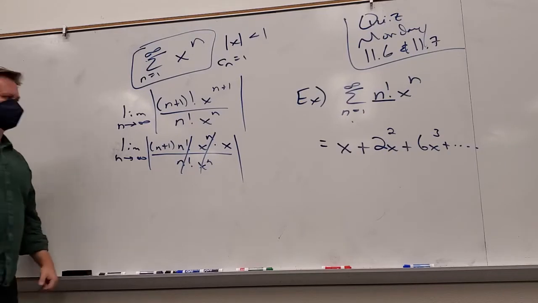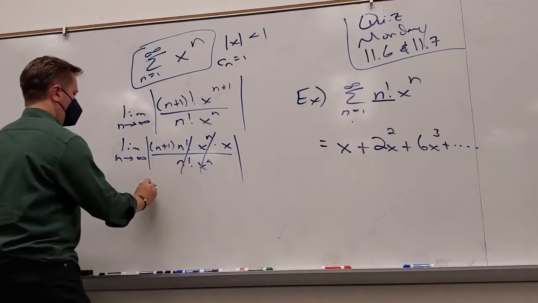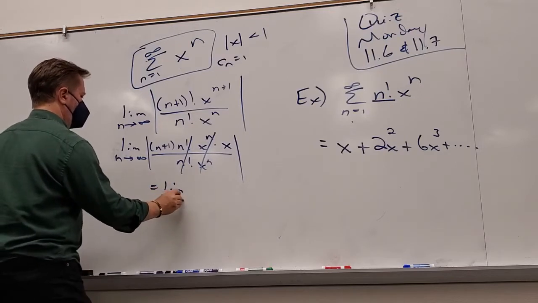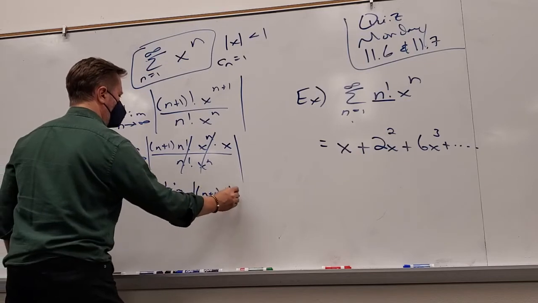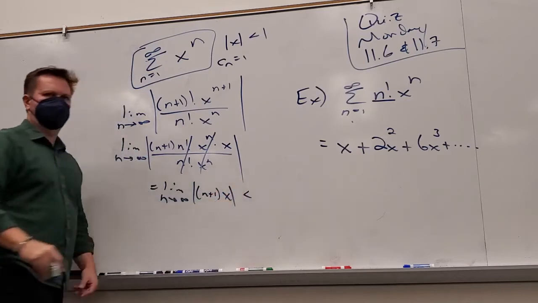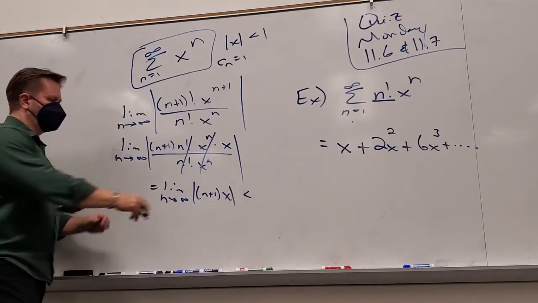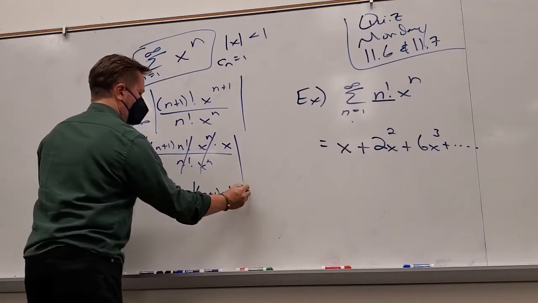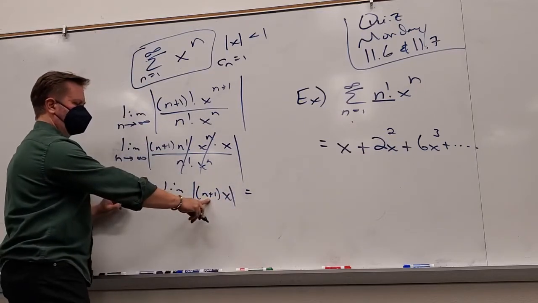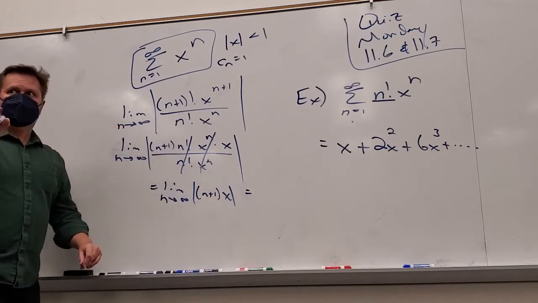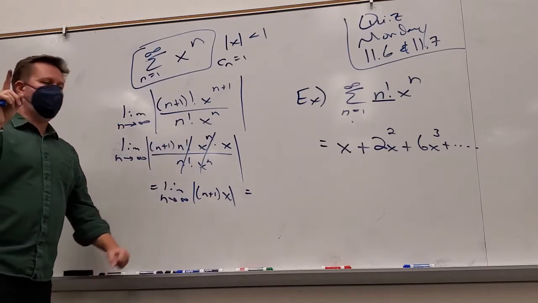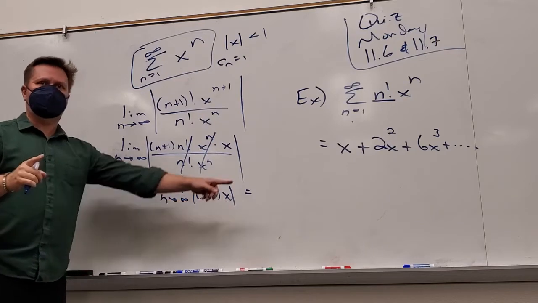Well, no, we don't know what x is. So it's the limit as n goes to infinity of n plus 1 times x. And what's that gotta be less than? One. It's gotta be less than 1, but what is this limit as n gets really big? It's gonna be infinity. Any value of x I plug in here, isn't the answer gonna be infinity?